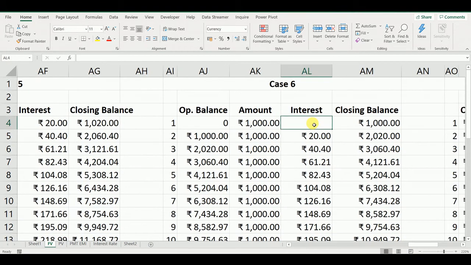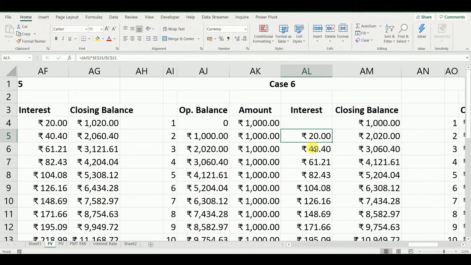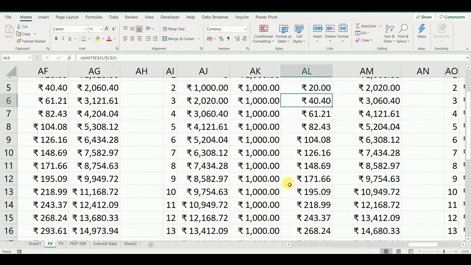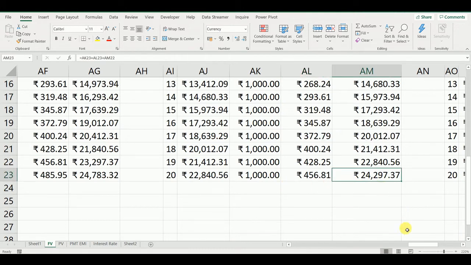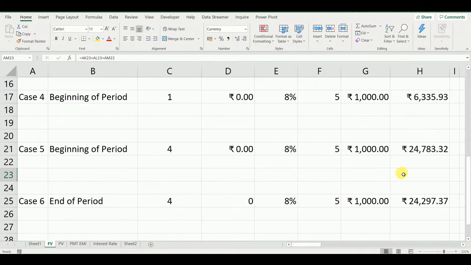So here for the first quarter we are getting no interest, and for the second quarter we are getting interest of 20 rupees on 1000 rupees, and after the end of the third quarter we are getting it on 2020 rupees. Similarly, we are getting 24,297 rupees. So here the difference is only that amount because we are investing the amount after the end of the period.